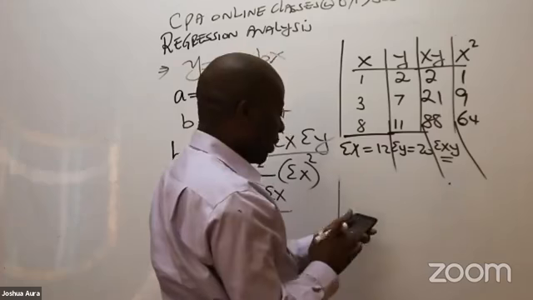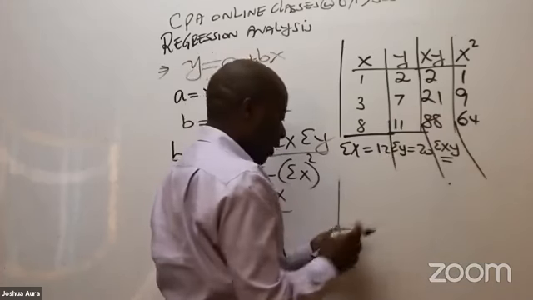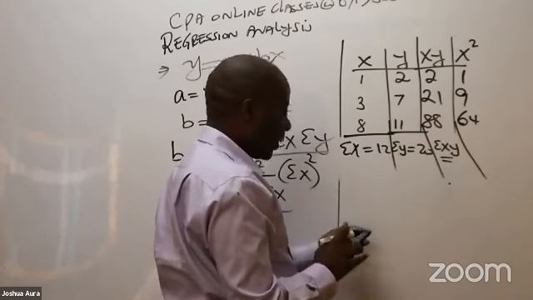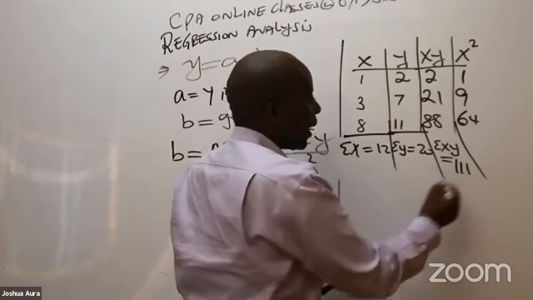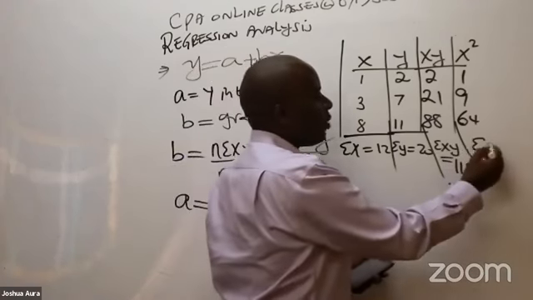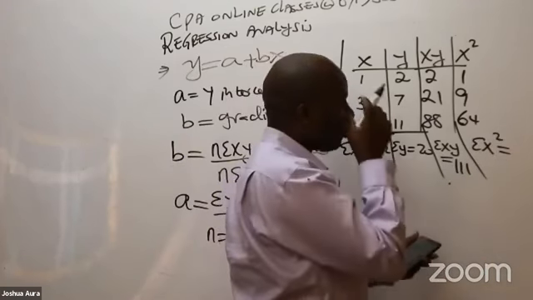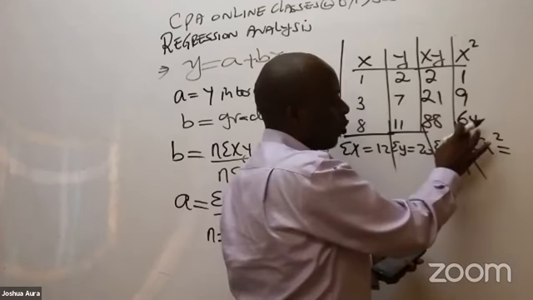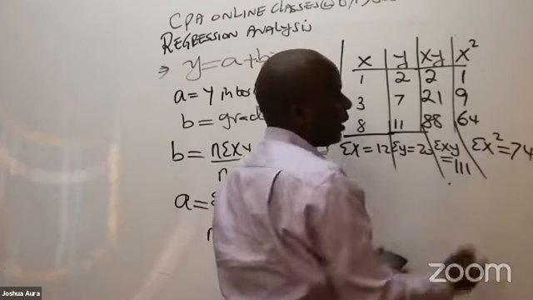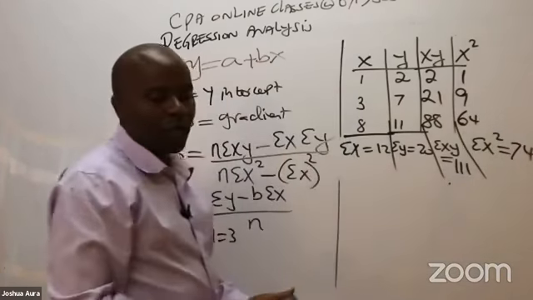And then we have, ladies and gentlemen, summation of XY. We have 23 plus 88, which gives us 111. And then we have summations of X squared. What do we have? 10 plus 64 is 74.